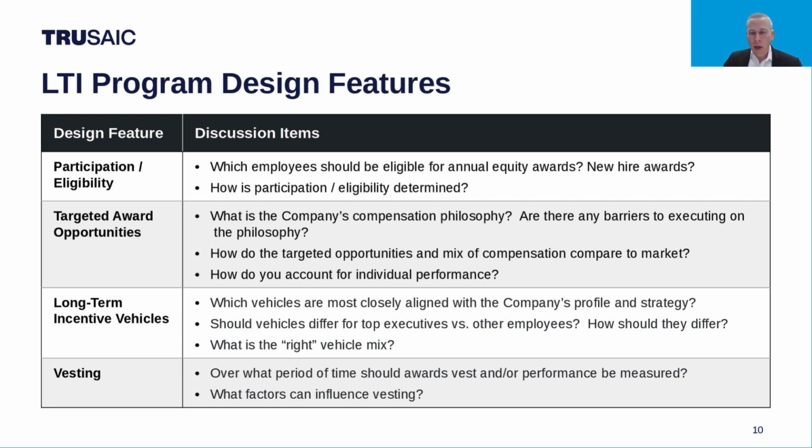That being said, I always encourage my companies to step back and look at their profile and how it might differ from some of their peers. And then look at, okay, are our long-term incentive vehicles aligned with our profile and our strategy? And on top of that, how do we want to differentiate for the top executives of the organization versus some of the other employees? Should it be universal all the way down? So let's say everybody receives 75% options and 25% RSUs. Or do we want to tilt the mix lower in the organization to focus more on restricted stock units?